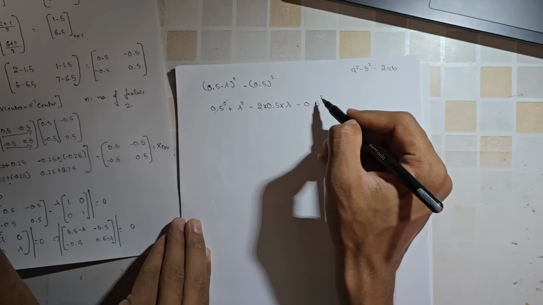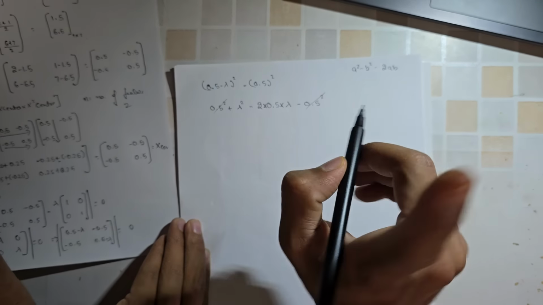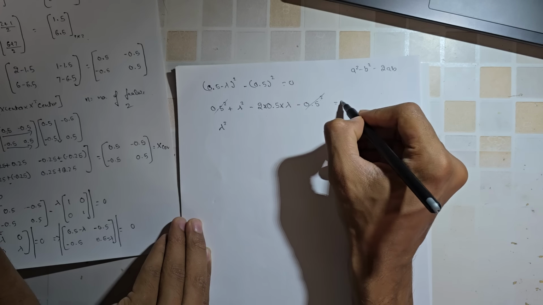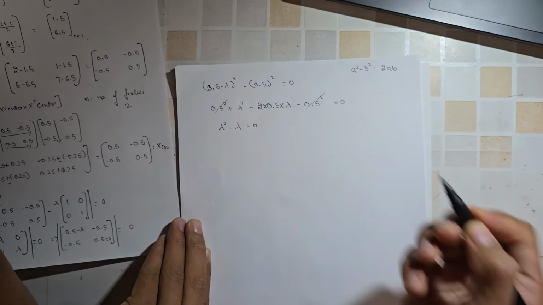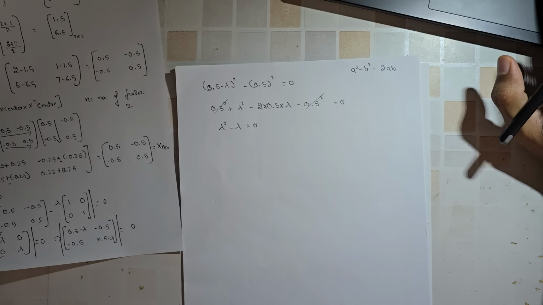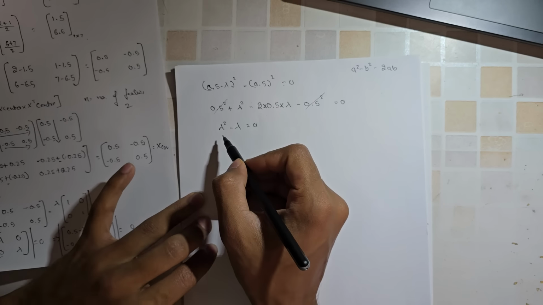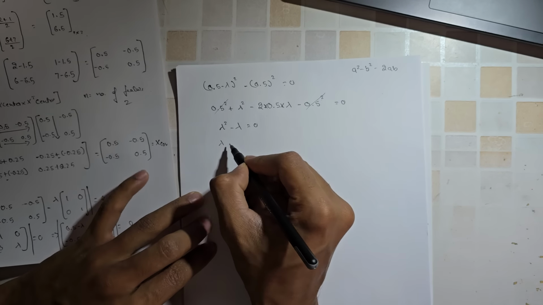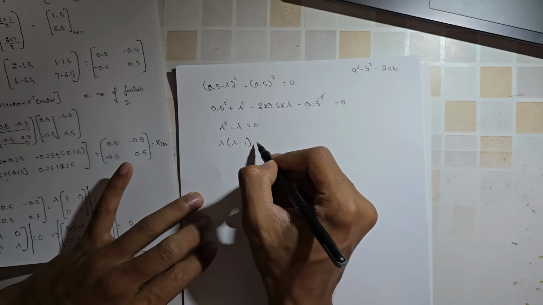So plus 0.5 square and minus 0.5 square will get cancelled. Then 2 into 0.5 is 1. So we'll be having lambda, okay, is equals to 0. I have to put here is equals to 0. So remaining is lambda square minus lambda is equals to 0. Now here you have to take common. So lambda square minus lambda is there, you can take lambda as common. So what will you have, lambda into lambda minus 1, okay, is equals to 0.